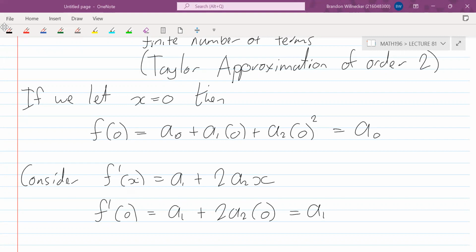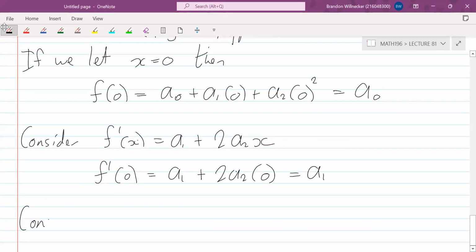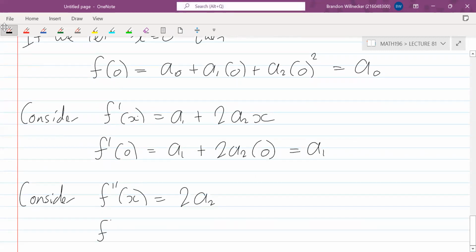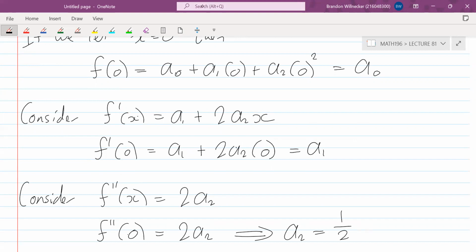What about A2? Well, consider the second derivative. That's going to be 2A2. If we evaluate this at 0, that's going to be 2A2. And that gives us a way of finding A2. A2 is going to be 1/2 f double prime at 0. So you see that we can find the next A term.